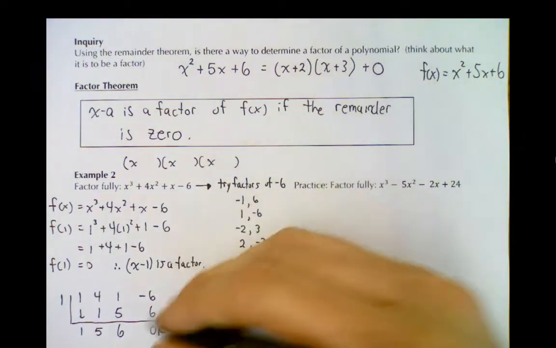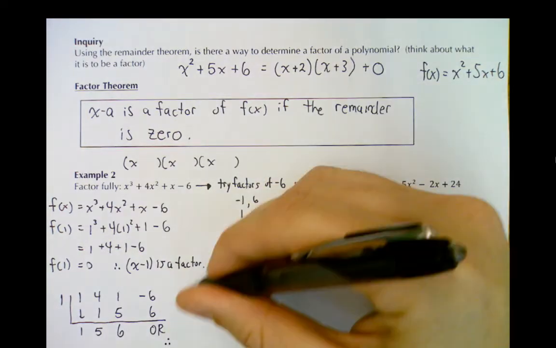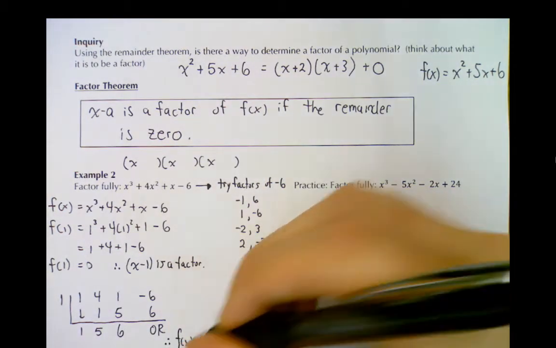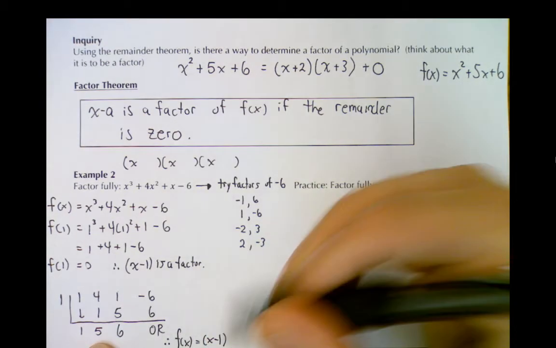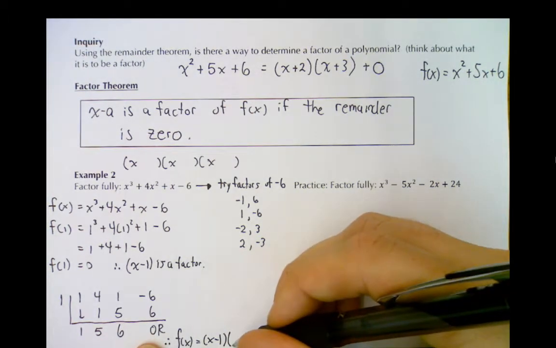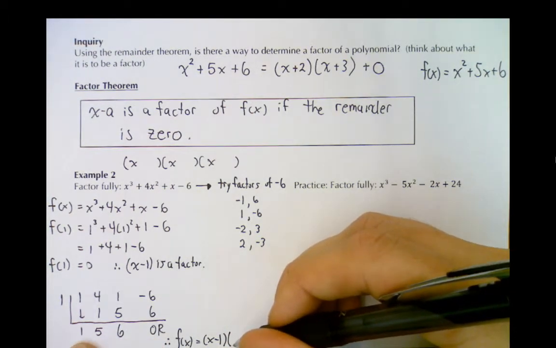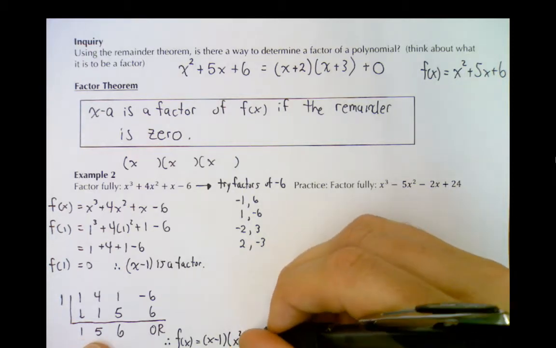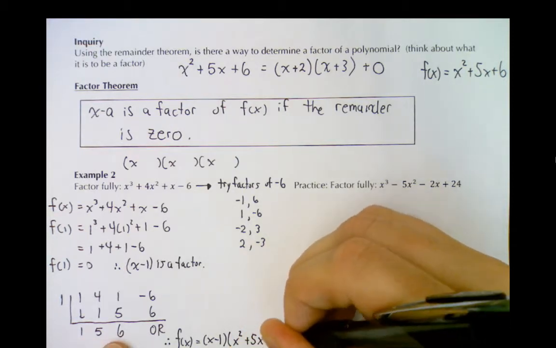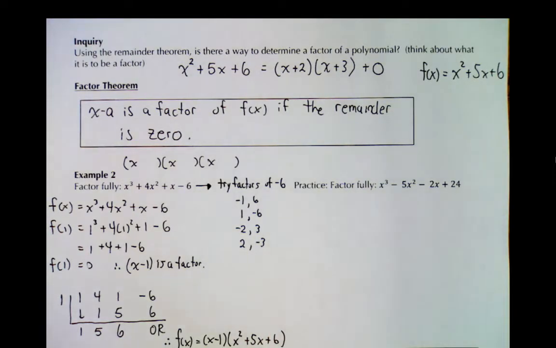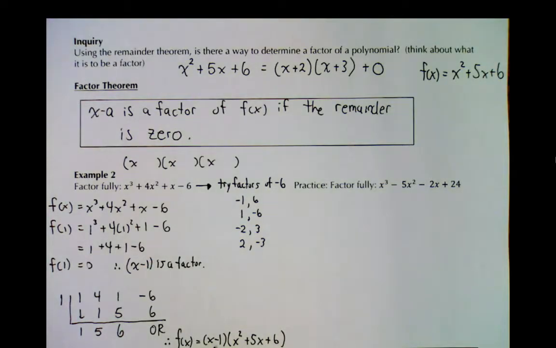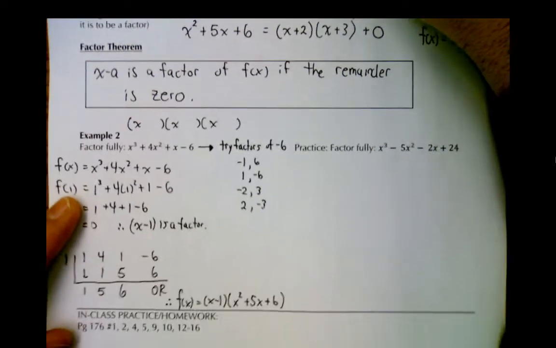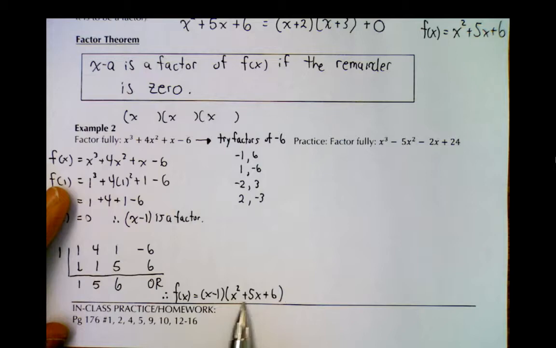So what's that mean? Well, it means that f of x is our first factor, x minus 1, and then what we're left with. We've got 0 remainder, so that's our constant term, that's our x term, and that's our x squared term. So we have x squared plus 5x plus 6. And now we've taken that degree 3 polynomial and partially factored it. We've taken out an x minus 1, and we're left with x squared plus 5x plus 6. And now, if we wanted to fully factor, we just have a simple quadratic left to factor.